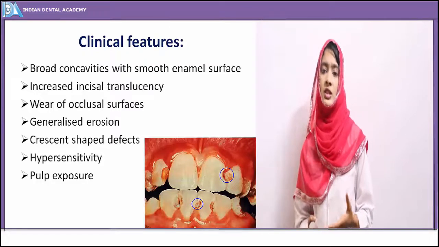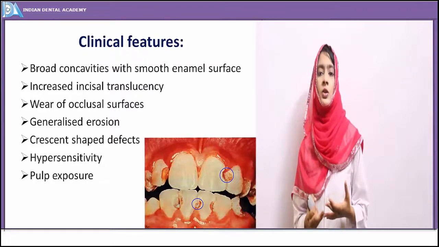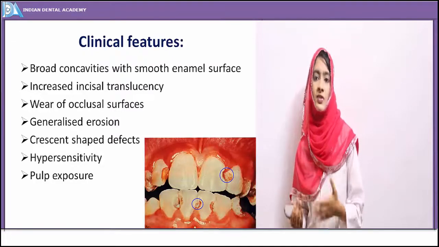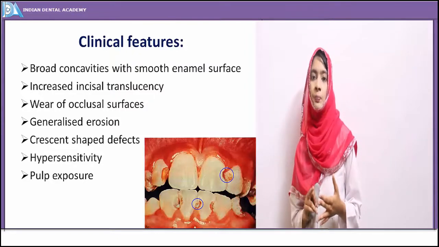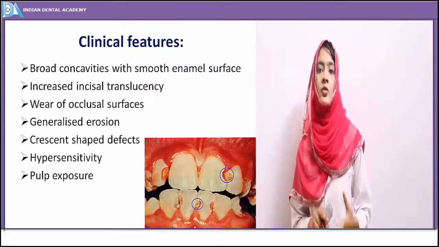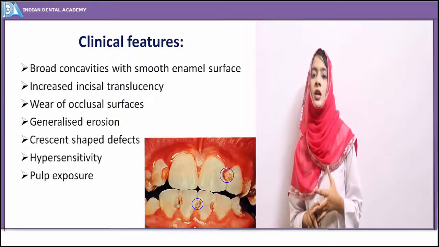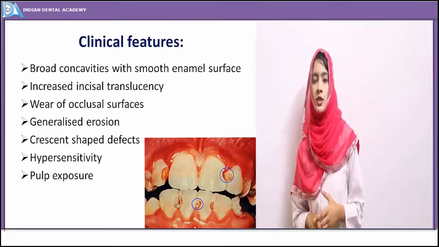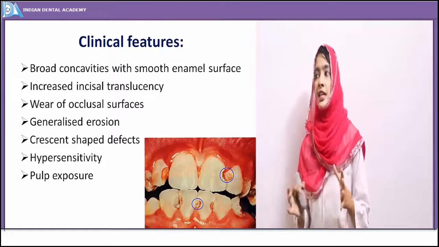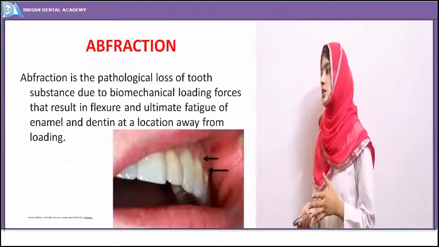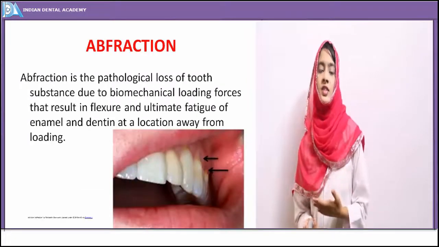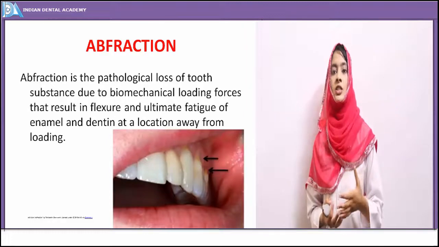Suppose gastrointestinal disorders are the cause, then appropriate physician evaluation has to be carried out, and appropriate treatment for the gastrointestinal disorders to prevent the regurgitation of fluids has to be carried out. So that's with the erosive tooth surface loss. Now we'll see the other tooth surface regressive alteration, that is the abfraction.